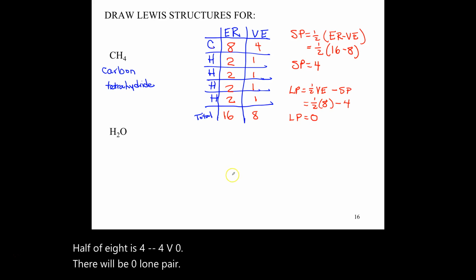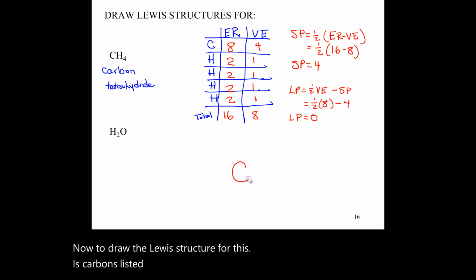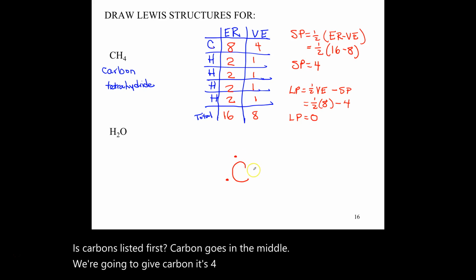Now to draw the Lewis structure for this, since carbon's listed first, carbon goes in the middle. We're going to give carbon its 4 valence electrons.